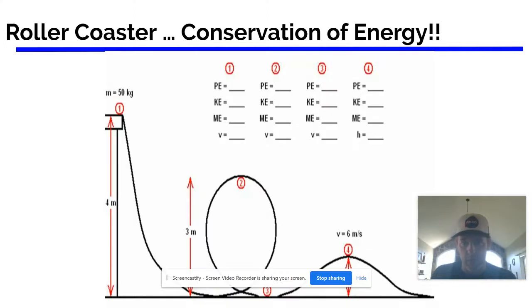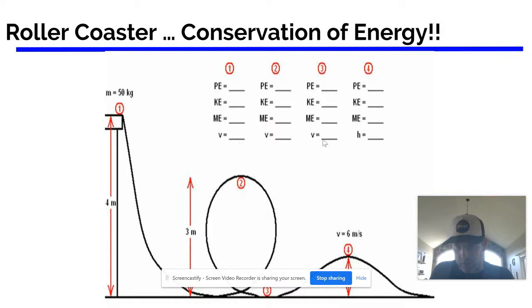Okay. So now we can think about a roller coaster, which is a little bit more complex. Now there's kind of two parts to this. The first part is just figuring out the potential and kinetic energy, and mechanical energy. And then we can take this a step further.